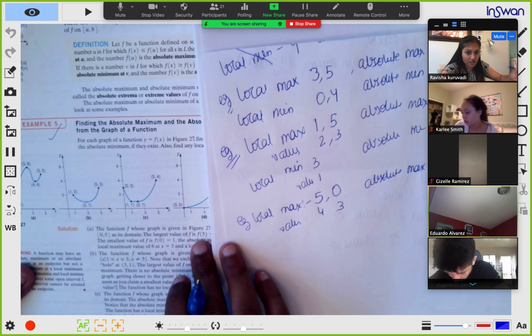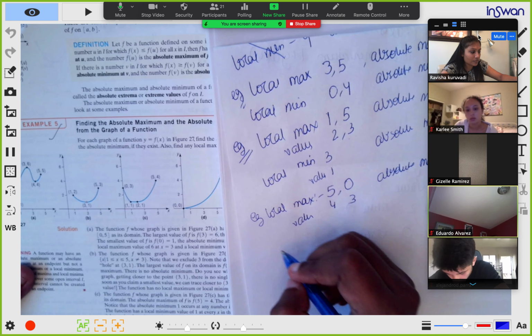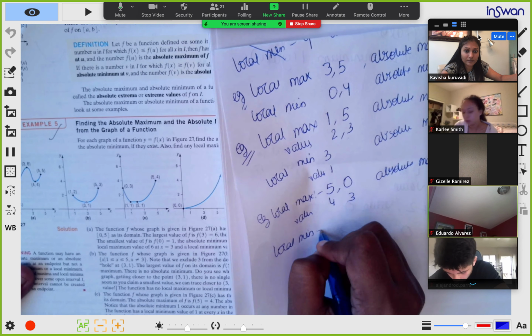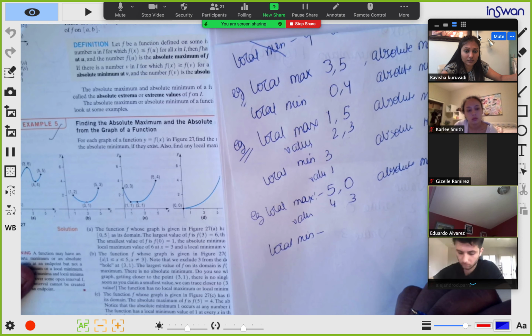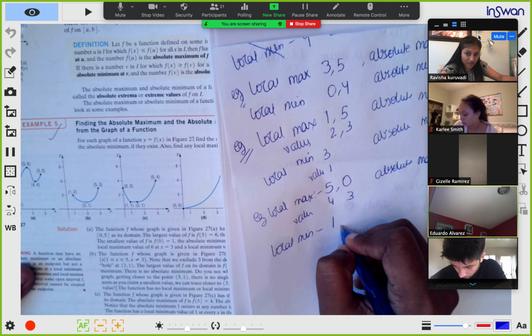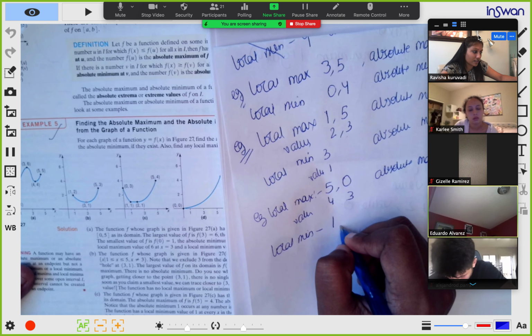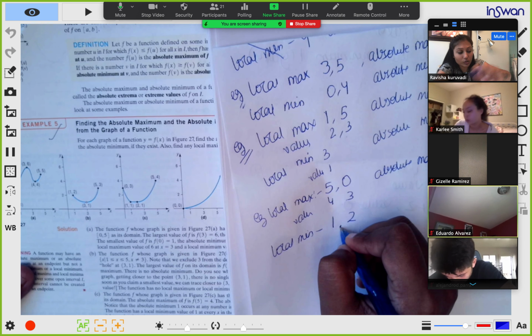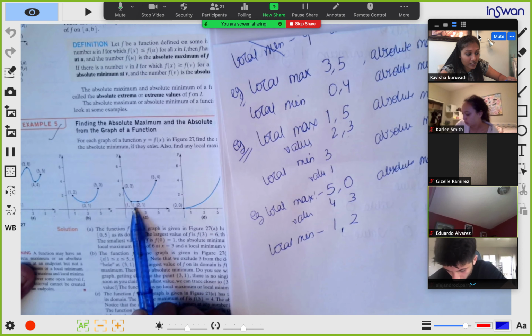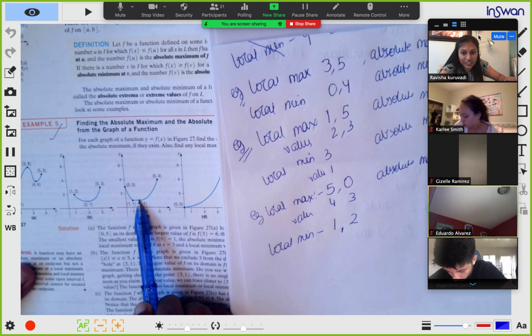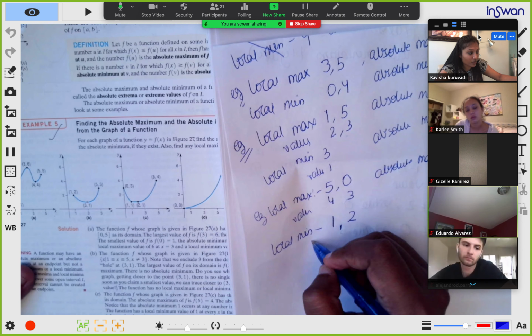Value 4. What about local minimum? Can you tell me local minimum? I would say 1. Value 1. Are you supposed to choose between the 2 or the 1? It is 1 and 2 both. See, it has both points, right? At this point also, at this point also. They both are at the bottom, right? They're the minimum values. Both of them. And the value is 1 and 1.